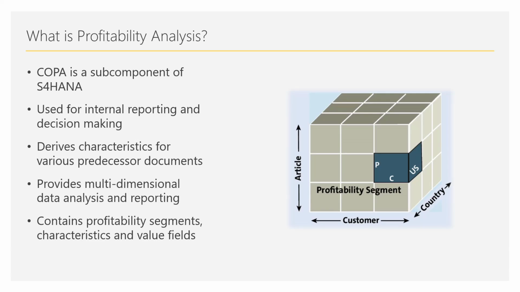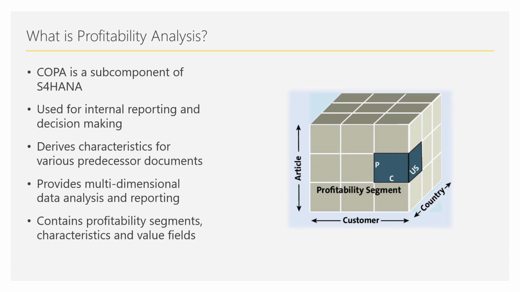And internally, there is another reporting which is used by the management for decision makings on how to run the business profitably. So this is external reporting and internal reporting. And as we are saying, profitability analysis is used for internal reporting and decision making by the management, which will help them to drive the business in a better way.